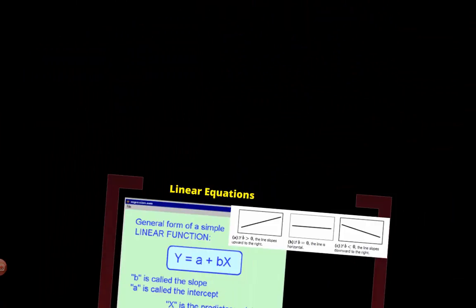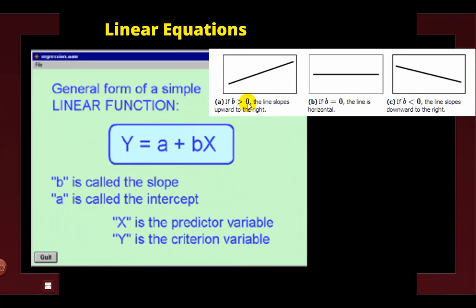Let me go back. Notice here, if we have a b bigger than 0, we have a positive slope. It's going up from left to right. If it's 0, it's a flat line. And if it's less than 0, it's negative, going down from left to right. So those are the three things we get to look at for slope. We want to see what happens with b here. Is this positive or negative?